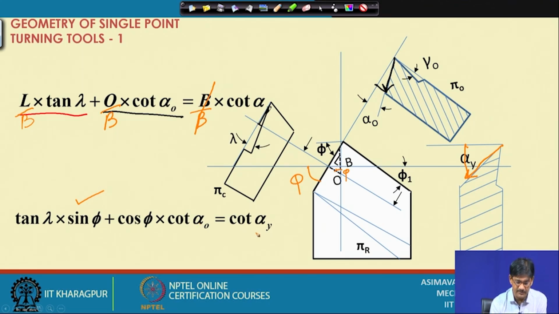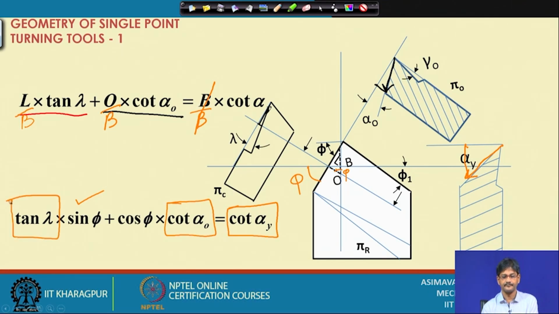So, term by term we have simply repeated, and this is the relationship we get among alpha y, alpha o, and tan lambda. So, we have established a relationship among the clearance angles for the main or principal flank, in the orthogonal plane, the machine transverse plane, and the main cutting edge.